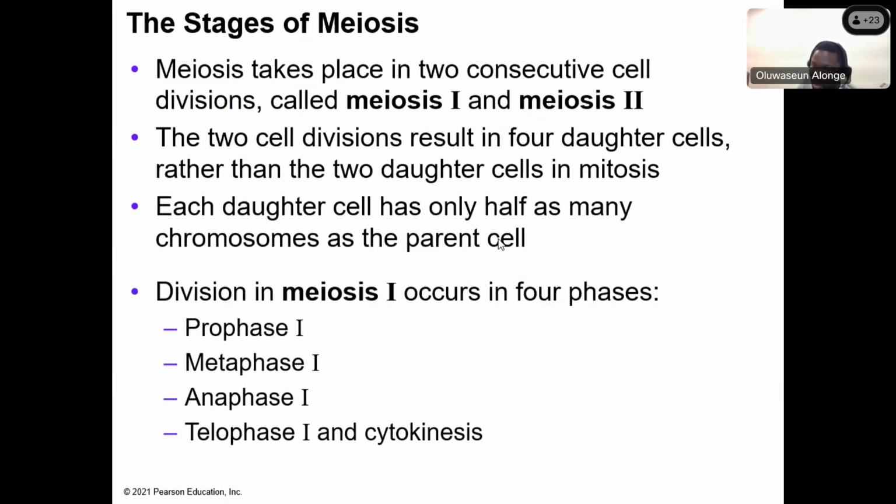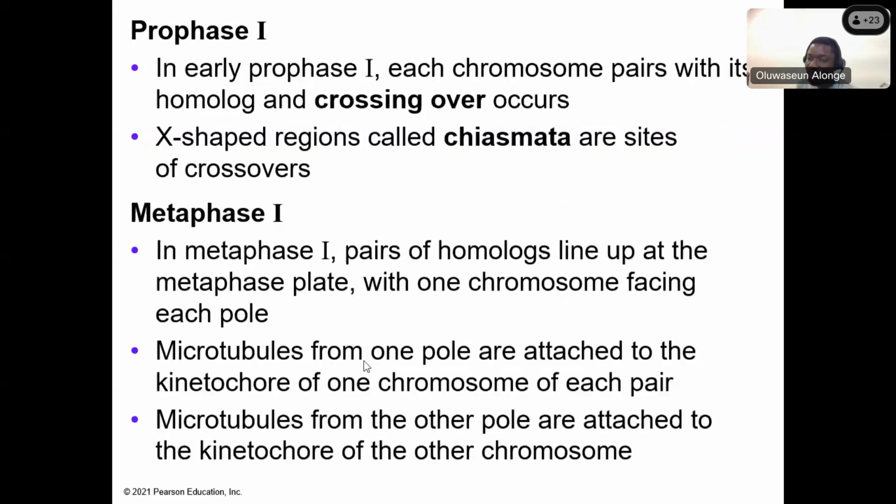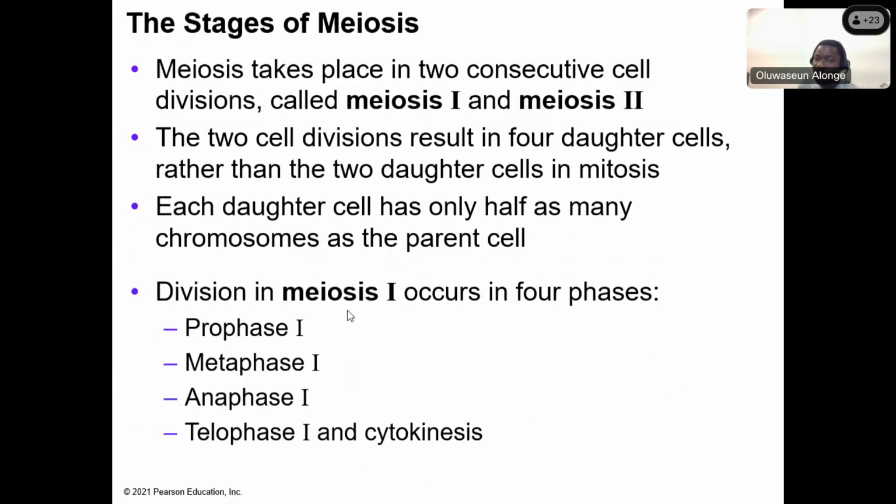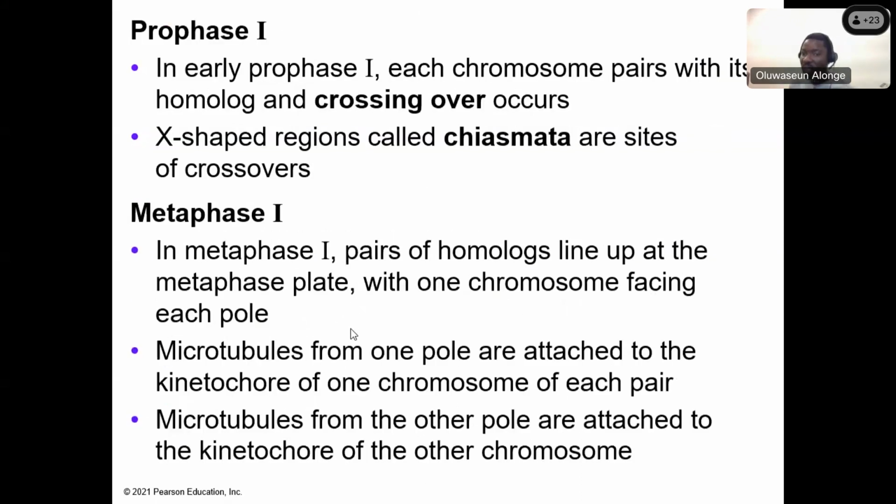Just half, haploid. Division in meiosis 1 occurs in four phases. We have prophase 1, metaphase 1, anaphase 1, telophase 1, and then cytokinesis. I'll talk about this later. Right after that, you're going to have meiosis 2: prophase 2, metaphase 2, anaphase 2, telophase 2.